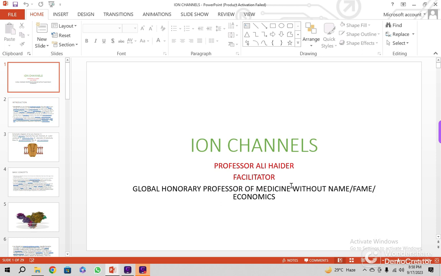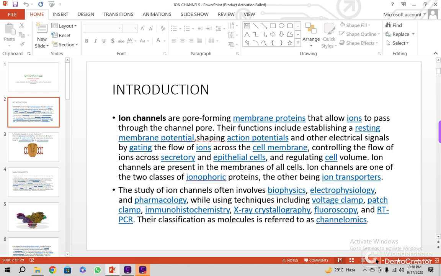Now let's discuss the ion channels. What are these ion channels? The ion channels, or ionic channels, are pore-forming membrane proteins that allow the ions to pass through the channel pore. Their functions include establishing a resting membrane potential, and afterwards shaping the action potential and other electrical signals by gating. The gate is opened and then closed, controlling the flow of the ions across the cell membrane.